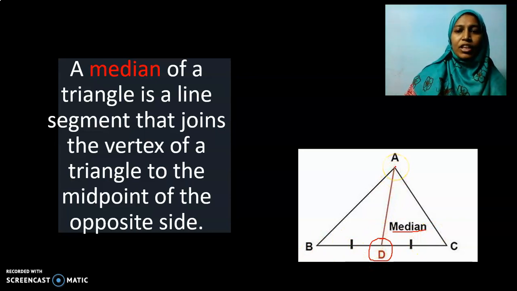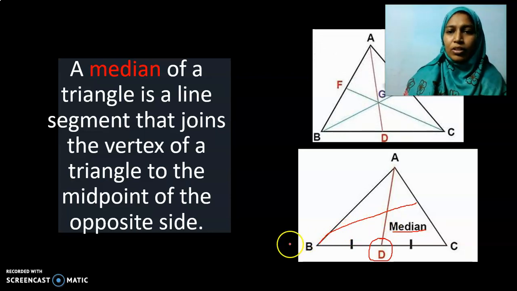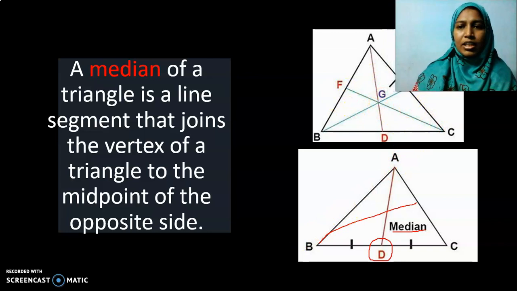From each and every vertex, I can draw a median. From A, there is one median. From B, I will have another median, and it will join the midpoint of AC. Again from C, I will draw another median. So, how many medians is it possible to draw? There are 3 medians for a triangle. Is it clear? All these 3 medians meet at a point. So, what is the new word that we have learned today?